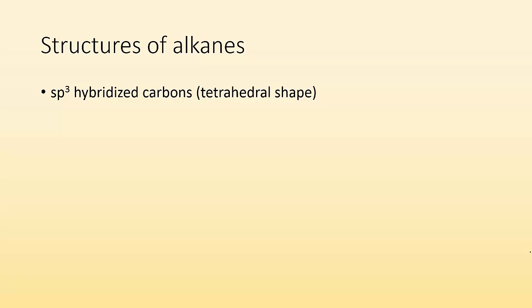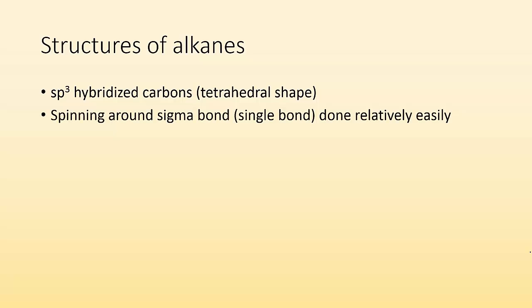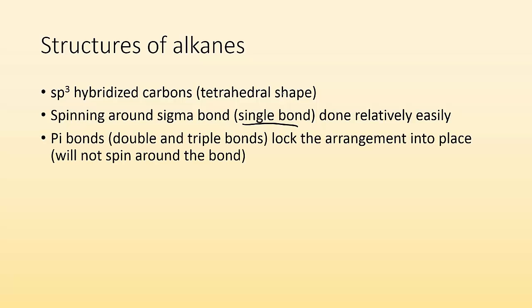You got to realize that these carbons are sp3 hybridized, which means that they're going to have a tetrahedral shape. Okay? And you can have spinning around the sigma bond. Anytime you have a single bond, those things are able to rotate and spin around that bond relatively easily. Pi bonds, which we'll get into when we do alkenes and alkynes, the double and the triple bonds, they lock the arrangement into place. You can't spin around that bond. Show you what I'm talking about, okay?